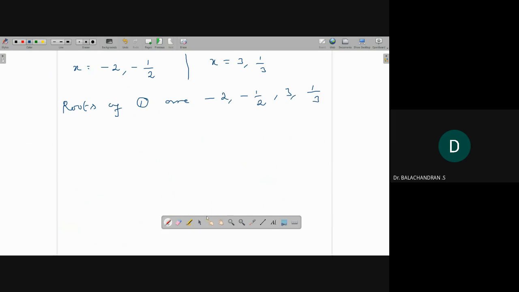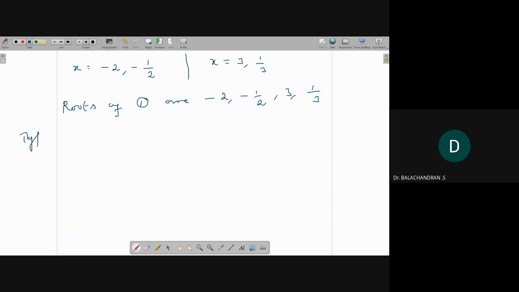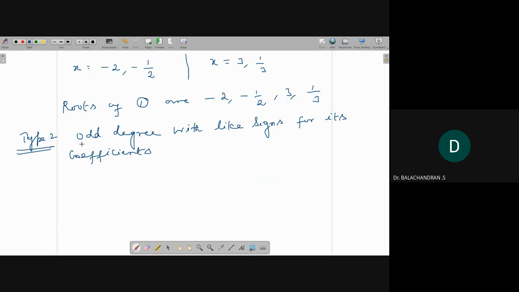Okay, type 2. Type 2 is odd degree with like signs for its coefficients. Odd degree with like signs.